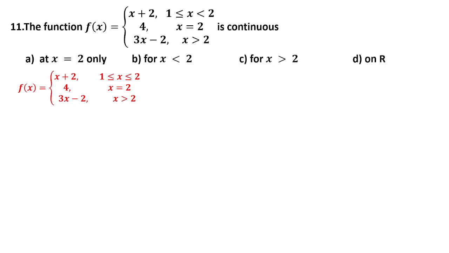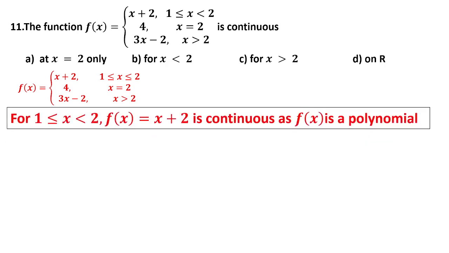Let us go to question number 11. This function is given. We have to check whether this function is continuous at 2 only, or less than 2 only, or greater than 2, or the total real number. That is, it is always continuous everywhere.